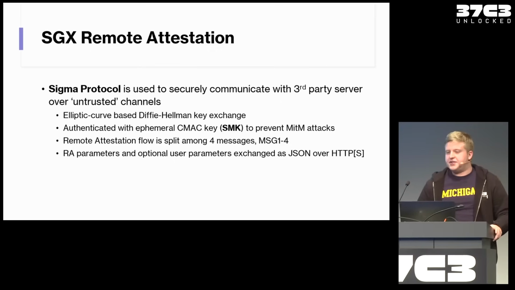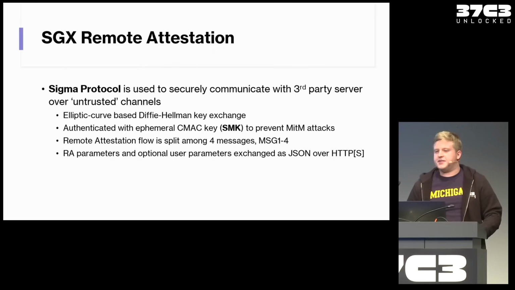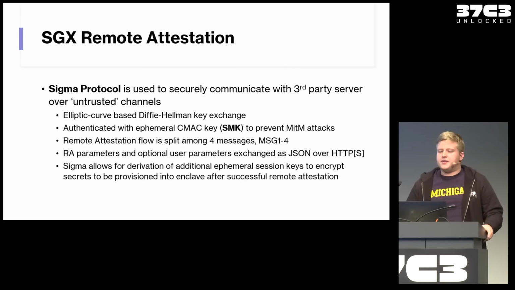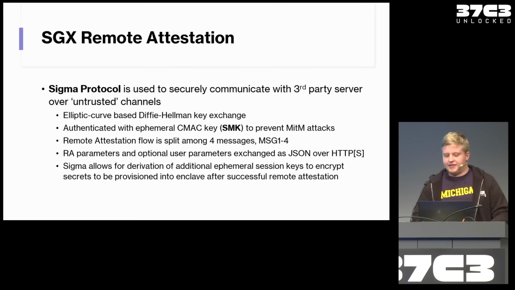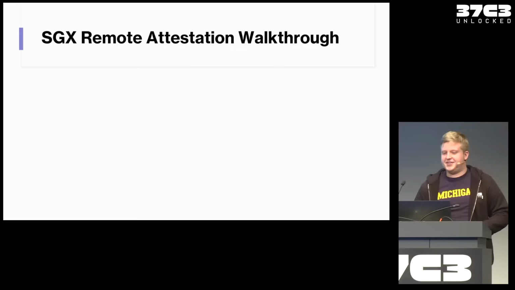And since it's just JSON over HTTP, hopefully HTTPS, we want to prevent people from man-in-the-middling it. And the other feature of SIGMA that's of note is that it allows you to derive some additional ephemeral session keys that you can then later on use after you pass attestation to encrypt the secrets in a way that both the server and the enclave can access them, and then that's how you actually download them into the enclave.